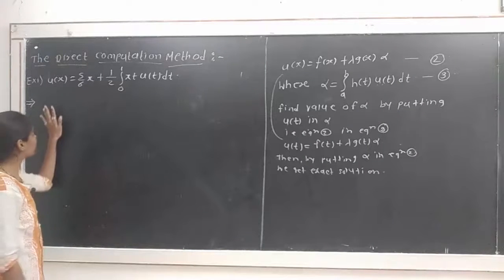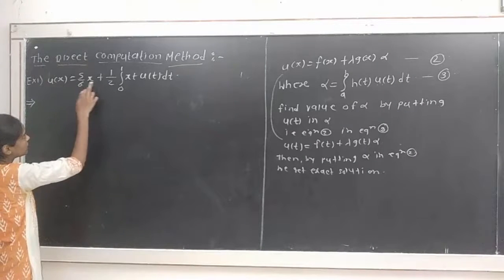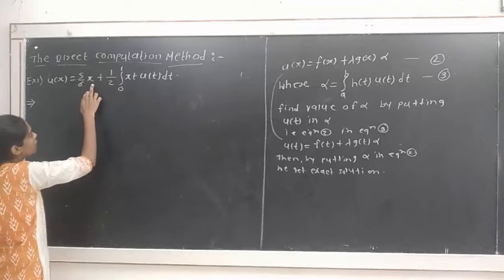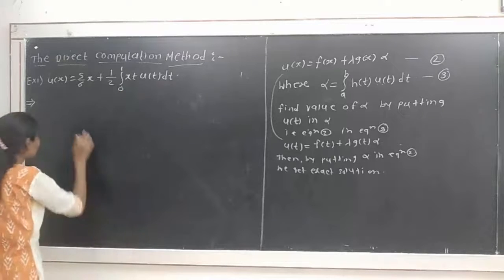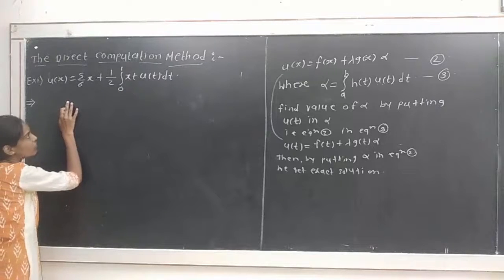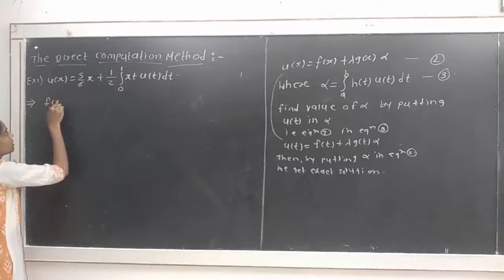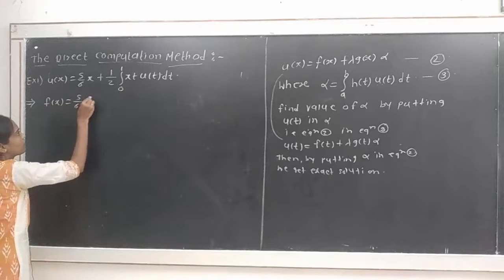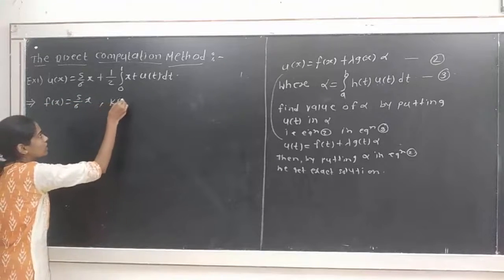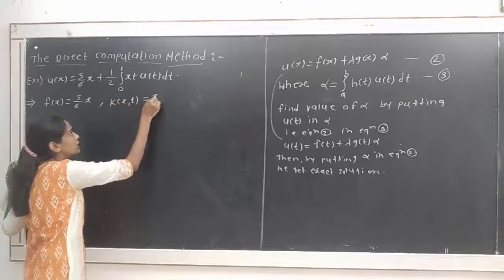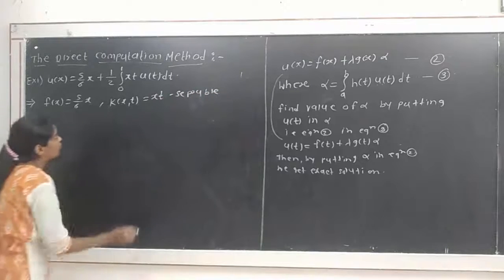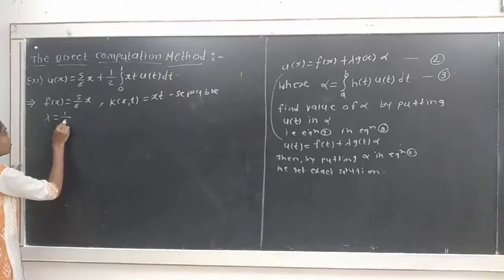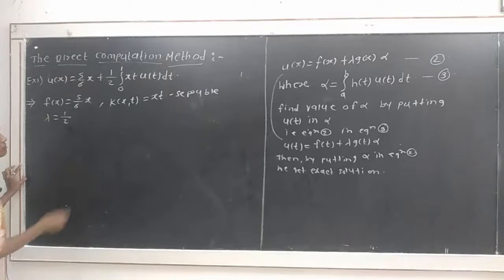Okay, see here we write the example: u of x is equal to, that is the integral equation, 5 divided by 6 into x plus 1 by 2 integration from 0 to 1 x into t u of t dt. If we compare this equation with the standard form, then f of x will be equal to 5 divided by 6 into x. Then the kernel k of x t will be x into t, that is the separable form. Okay, then lambda will be equal to 1 divided by 2. So we solve by using the direct computation method.